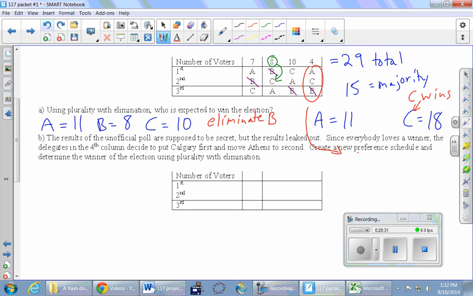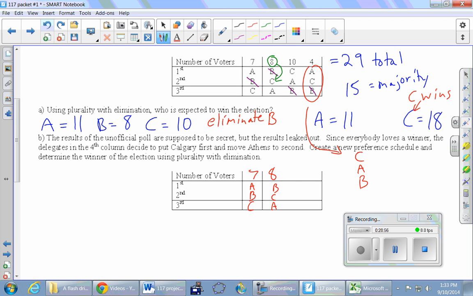If we just push C up, it becomes C, A, and B, right? Now, if there's already a C, A, B column in there, then we shouldn't duplicate it. We're just going to merge the columns together. So I'm going to copy the first column, which was A, B, C, and still how many people voted that way? 7. And then we're copying the second column, which still has 8 people, B, C, A.